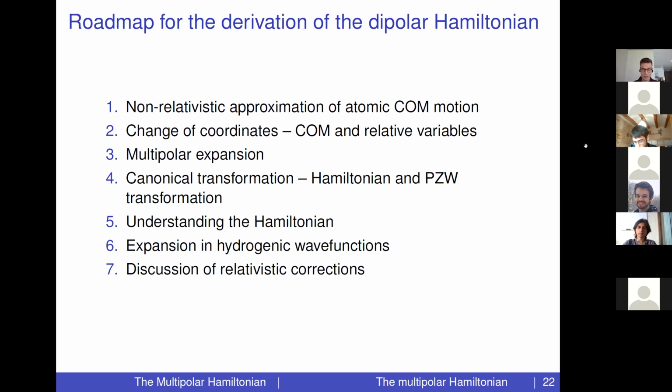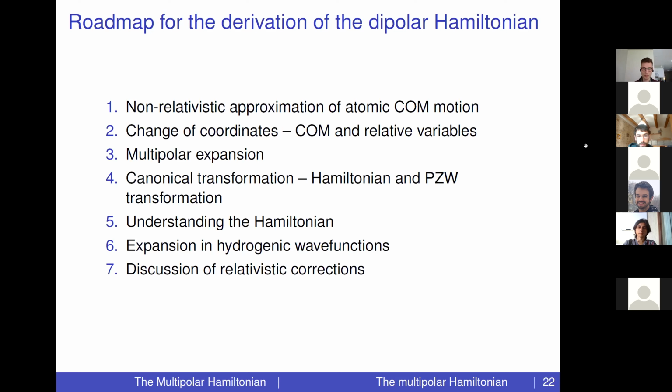Okay. So let's discuss in detail what we're going to do here. So first of all, since we, as I said, do a non-relativistic description of an atom, we have to do a non-relativistic approximation of the atom and the motion of it. We have to then do a change of coordinates in terms of center of mass and relative operators. And this will allow us in this new form to have a very nice multipolar expansion of the field, which gives us a new Hamiltonian. And from then we can do a canonical transformation to a new Hamiltonian representation by means of what is known as a PZW transformation.